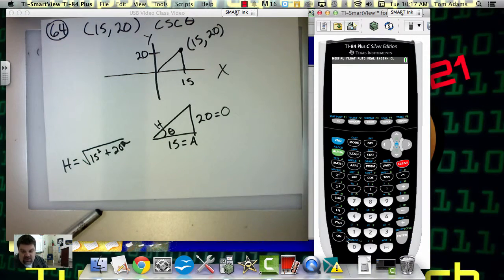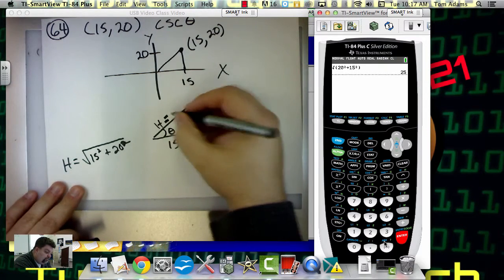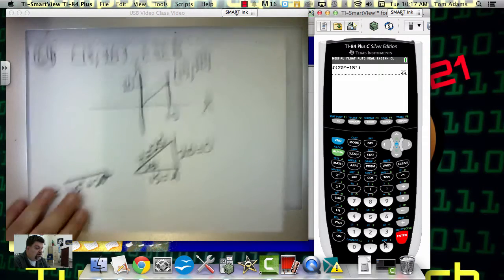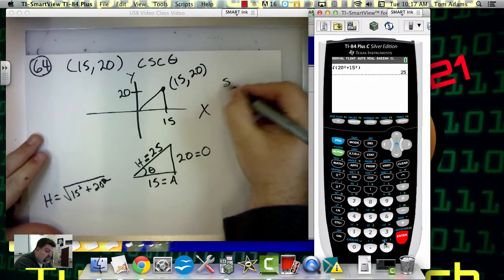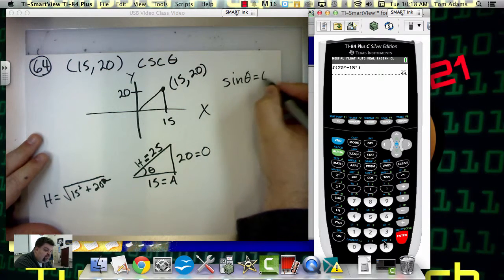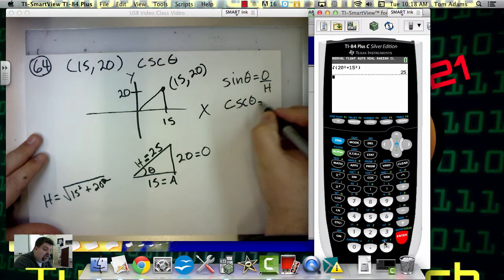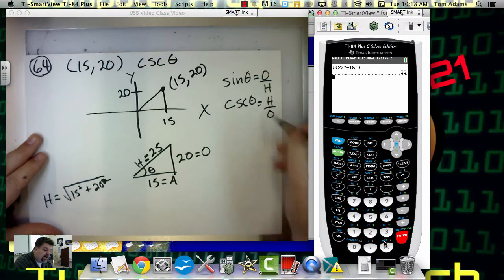So I'm just going to do that on my calculator. I'm going to say second square root 20 squared plus 15 squared, and it's 25. All right. And so now what is cosecant? Well, remember that sine was the opposite over the hypotenuse, and that cosecant is the reciprocal of that, which would mean it is the hypotenuse over the opposite.